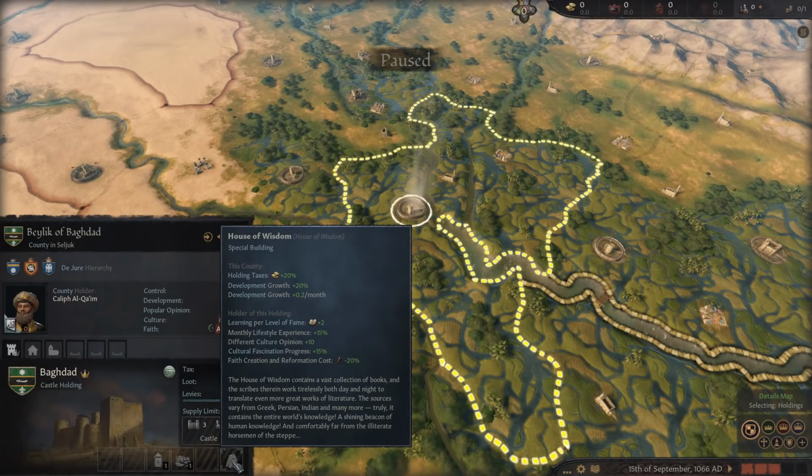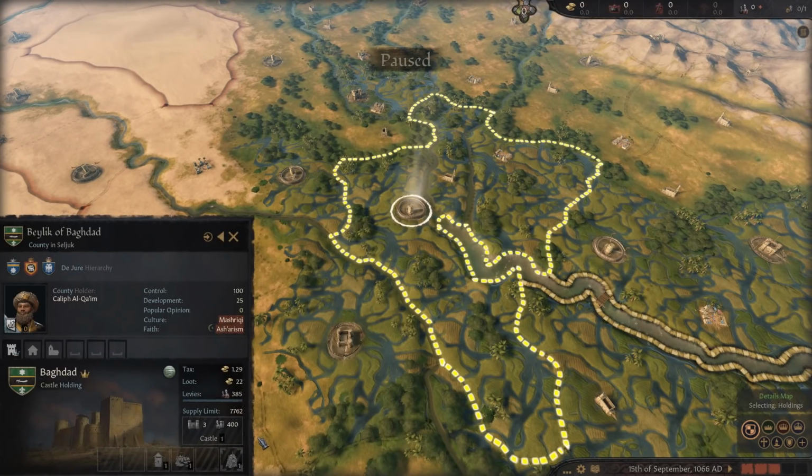It gives you countywide plus 20% in taxes, plus 20% development growth, and 0.2 development growth per month. On top of that, realm-wide, you get learning per level of fame plus 2. Monthly lifestyle experience plus 10%, or rather 15%. Different culture opinion plus 10. Cultural fascination progress plus 15%, and faith creation and reformation cost is minus 20%.